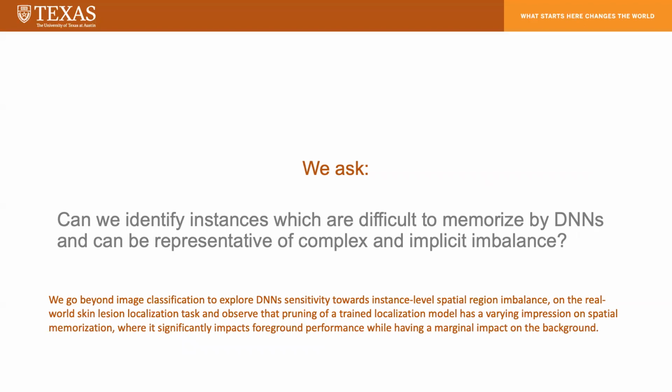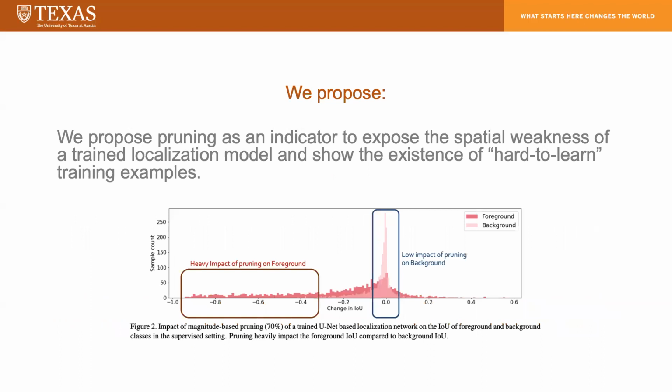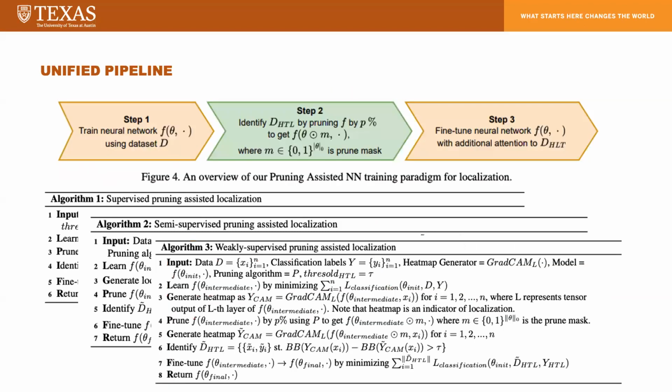In this paper, we attempt to ask an interesting question: can we identify instances which are difficult for deep neural networks to memorize, and can they act as a representative of complex and implicit imbalances? We propose pruning as an indicator to expose the spatial weakness of the pathology localization model and show the existence of hard-to-learn training samples. As shown in the figure, our work revealed that pruning disproportionately impacts the foreground and the background classes, whereas the foreground performance of some training examples can drop by a much larger margin than the background, indicating higher sensitivity to pruning.